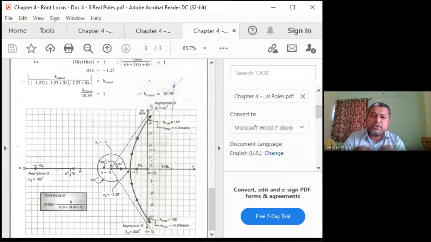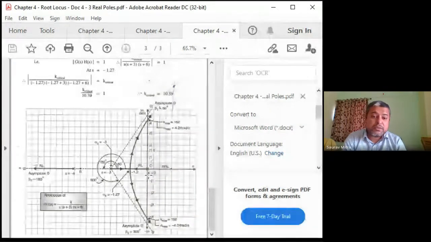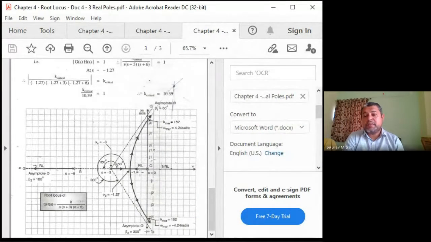For three real poles, this will always be the shape. So what all things do you have to find out? First, you have to find the real axis root locus, here between 0, minus 3 and minus 6. The first real axis root locus will be between 0 and minus 3. And between minus 3 and minus 6 there is no root locus, because the pole at minus 3 is coming to minus 1.27 and going negative, and the pole at 0 is coming to minus 1.27 and going positive. Okay, so this is the position.